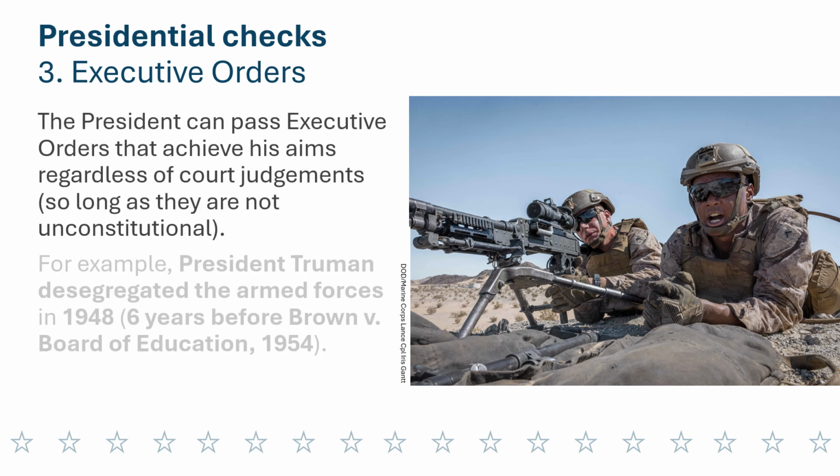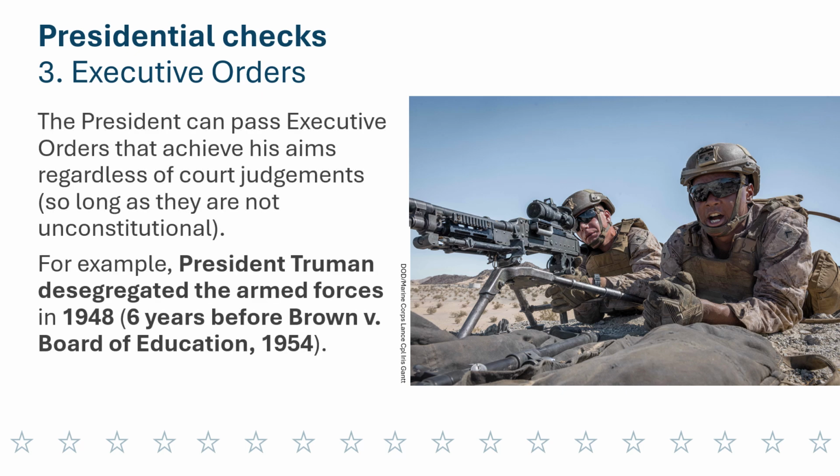Finally, executive orders. The President can pass executive orders that achieve his aims regardless of court judgments. However, such executive orders must be constitutional. For example, President Truman desegregated the armed forces in 1948. He was able to do this 6 years before the court ended segregation itself in Brown versus Board of Education in 1954.